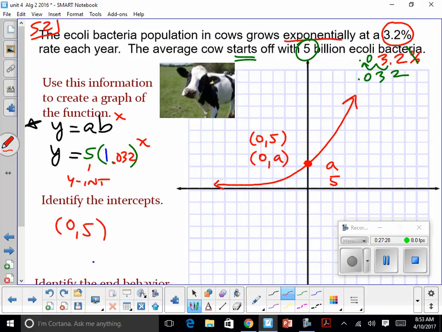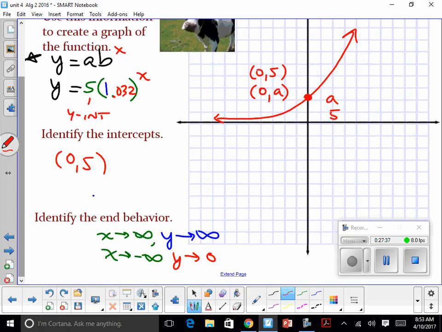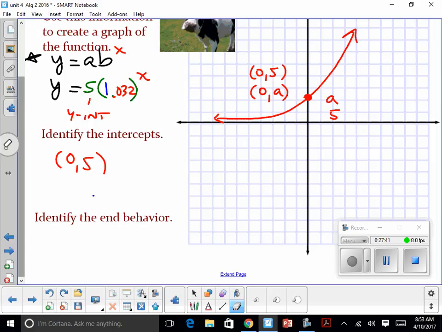End behavior, I already had it on here, but I'm still going to build it. If we had a highlighter, we would chop this thing in half. So you're going to chop it in half. Yeah, I chopped the picture in half. And the rule simply says this.